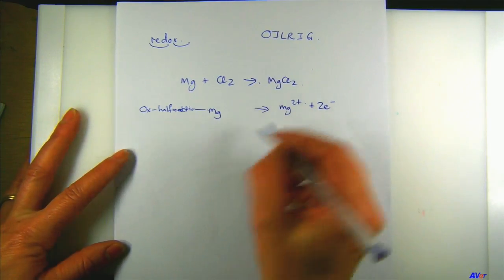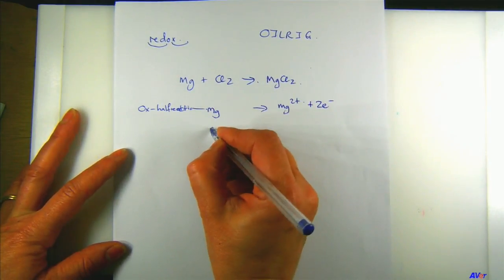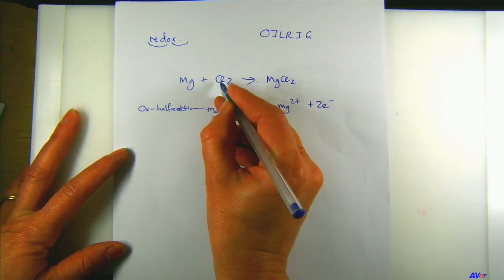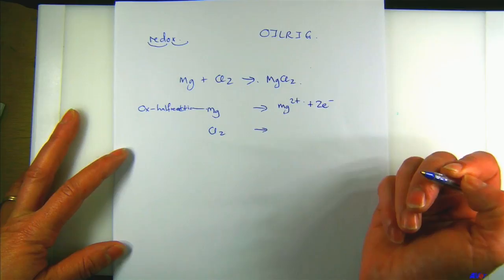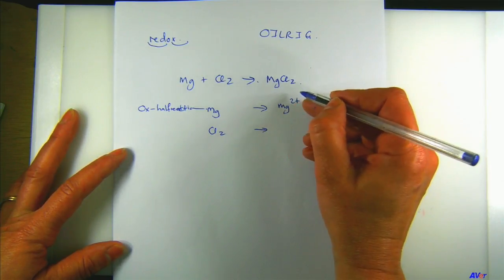So let's look at chlorine. What is chlorine? Chlorine started out as Cl2 on this side. What is the charge of the chlorine on the other side? Now it's chloride.